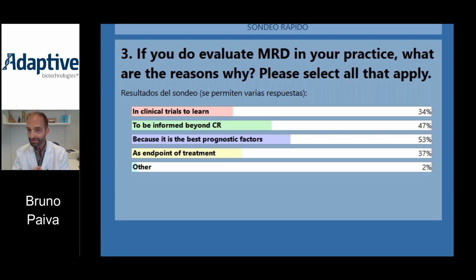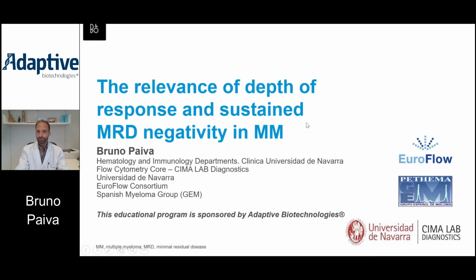Well, again, we have some mixed and therefore interesting results. I believe the majority voted because it is the best prognostic factor in myeloma, followed by the reason of being informed beyond CR, and thirdly as an endpoint of treatment. And I acknowledge that also 1/3 of you is performing MRD in clinical trials to learn. So we'll now move with the presentation.